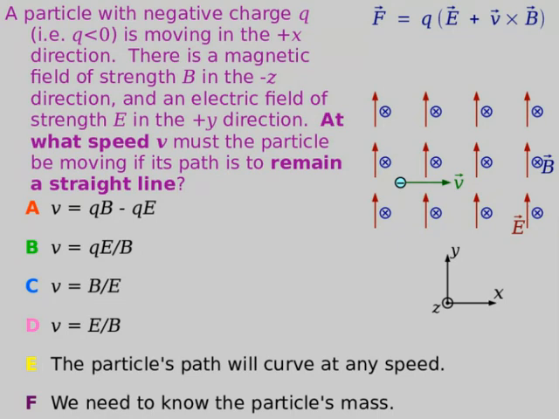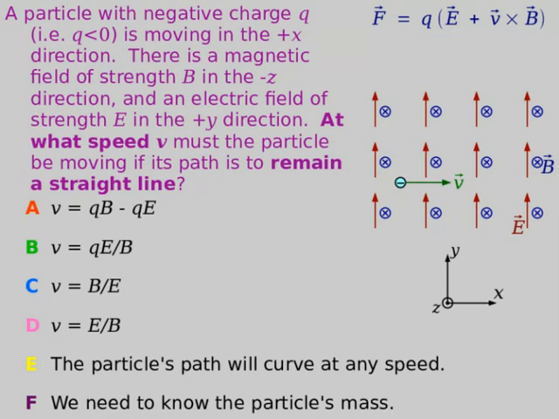Okay, I hope you paused and thought about it. How do you decide this? Well, the Lorentz force on the particle appears at the top. We need the Lorentz force to have no component in the Y direction, which means you would need to have the electric and magnetic forces balance out.